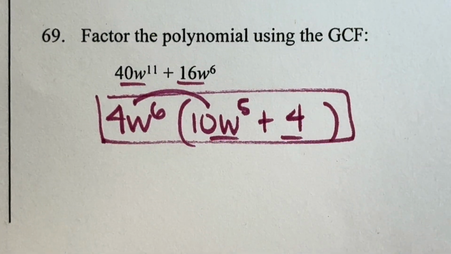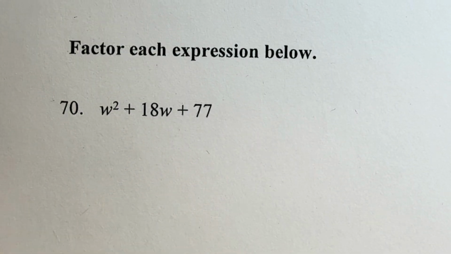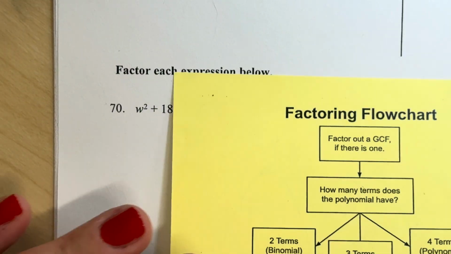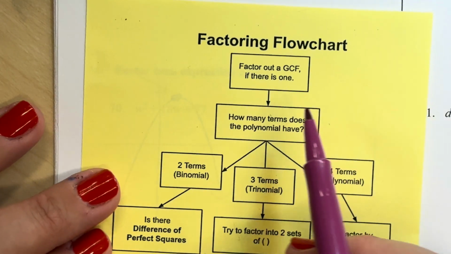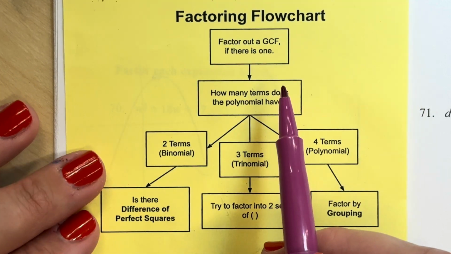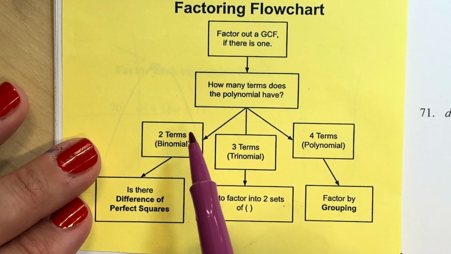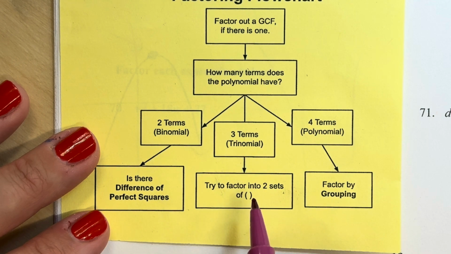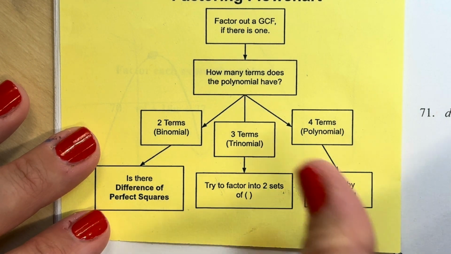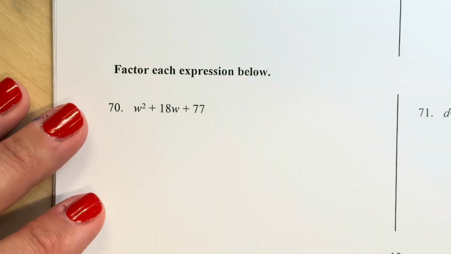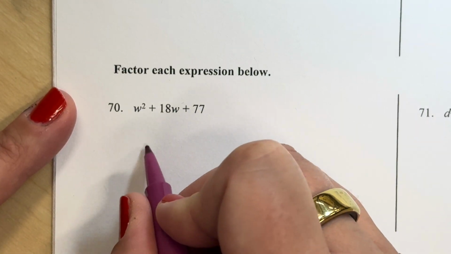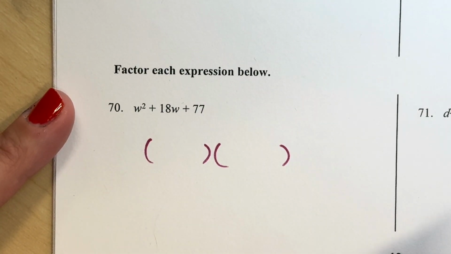Okay. Now we're getting into trinomials, but just keep in mind that we always want to start by asking ourselves if there's a greatest common factor. Then we ask ourselves how many terms are there, and for a lot of these there's going to be 3 terms, which means we're going to factor into 2 sets of parentheses. So I have 3 terms here. I'm going to try to factor into 2 sets of parentheses.